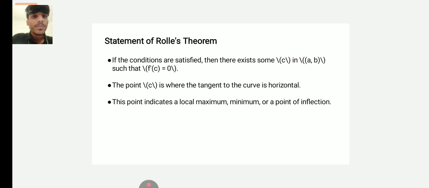Statement of Rolle's theorem. If the conditions are satisfied, then there exists some c in the open interval (a, b) such that f'(c) = 0. The point c is where the tangent to the curve is horizontal. This point indicates a local maximum, minimum, or a point of inflection.